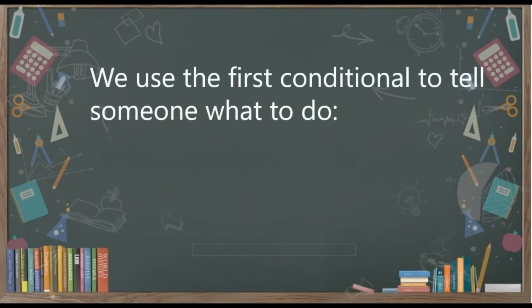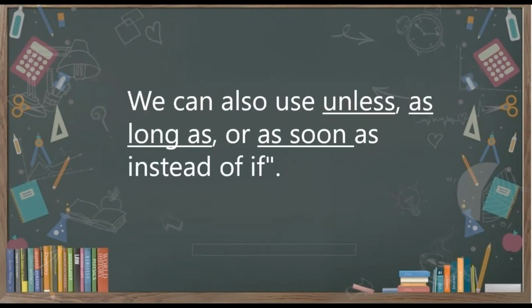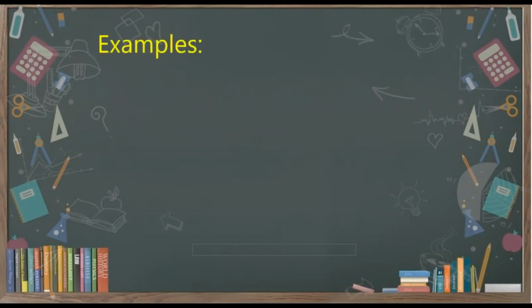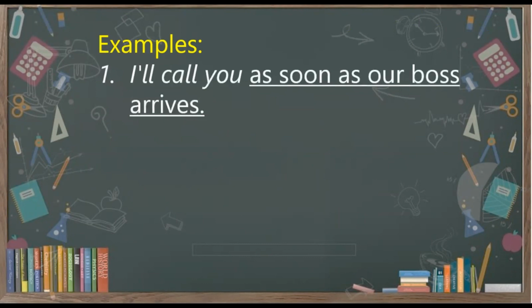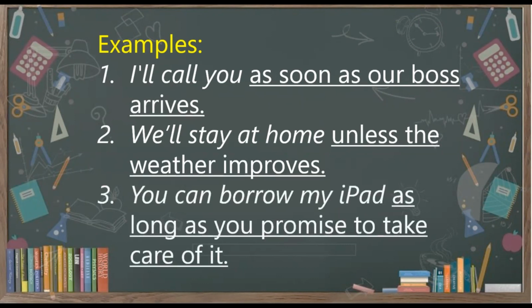We use the first conditional to tell someone what to do. Take a break if you're tired. We can also use unless, as long as, or as soon as instead of if. Examples: I'll call you as soon as our boss arrives. We'll stay at home unless the weather improves. You can borrow my iPad as long as you promise to take care of it.